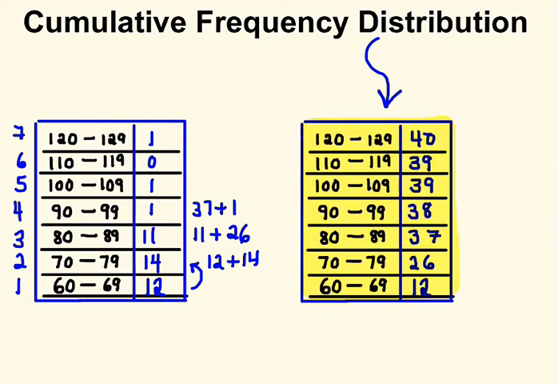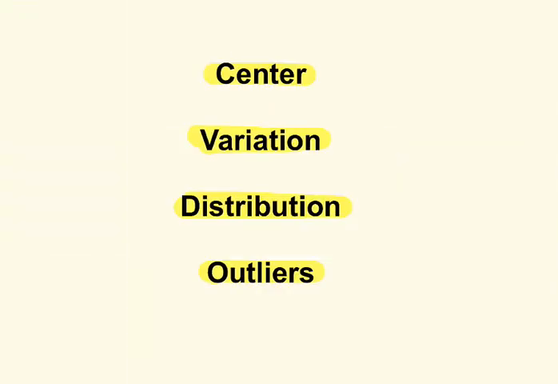Okay, so this is one of the things you do when you first start analyzing your data, by looking at a frequency distribution table. And what we're going to be looking at is the center. Where's the center? We'll be trying to find out where's the center, how does it vary, how is it distributed, are there any outliers? That's what we're doing.